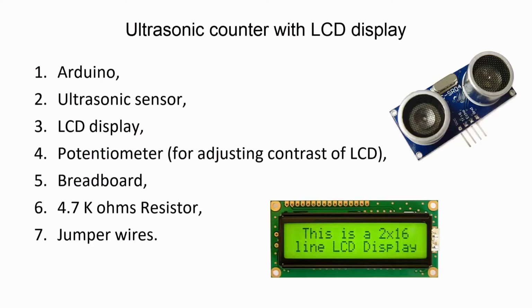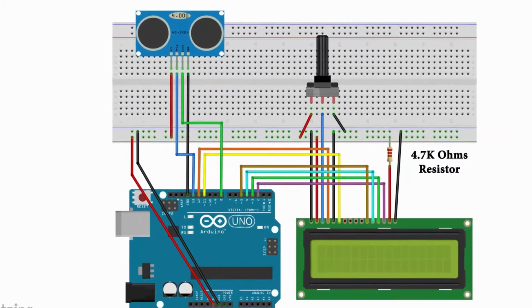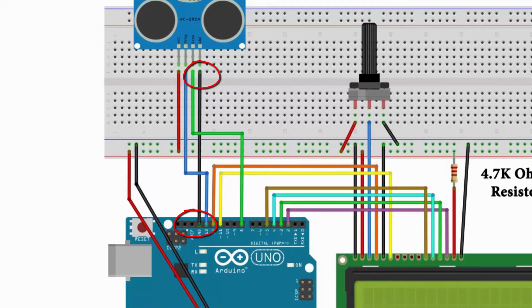For this, you will need an Arduino, ultrasonic sensor, LCD display, potentiometer, breadboard, 4.7k ohm resistor, and jumper wires. Do the connections as shown in the diagram. Provide a separate ground for the ultrasonic sensor and connect the VCC pin near the 5V pin, otherwise it will not work and the sensor will give constantly incrementing values even when you are not doing anything with the sensor.